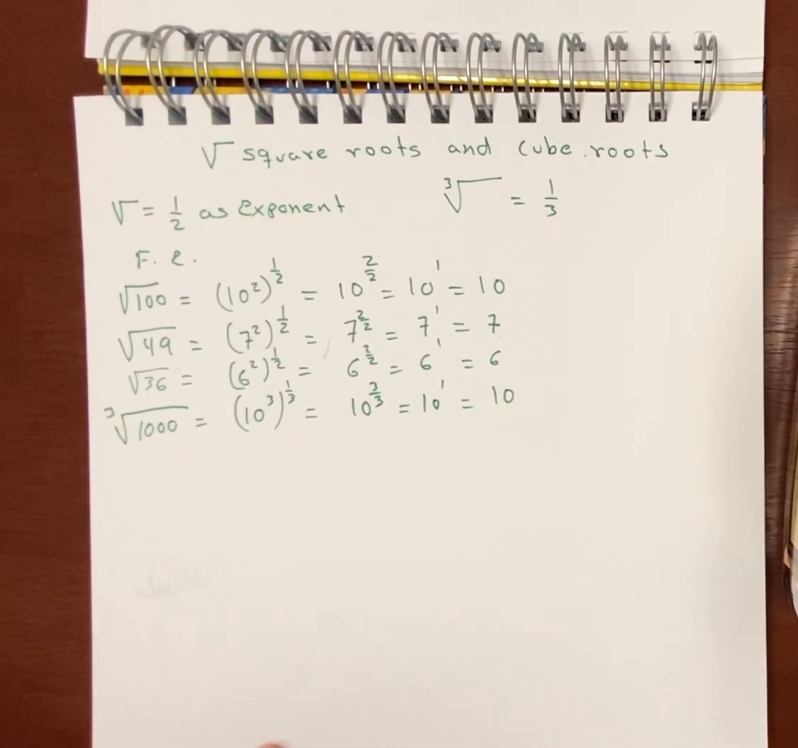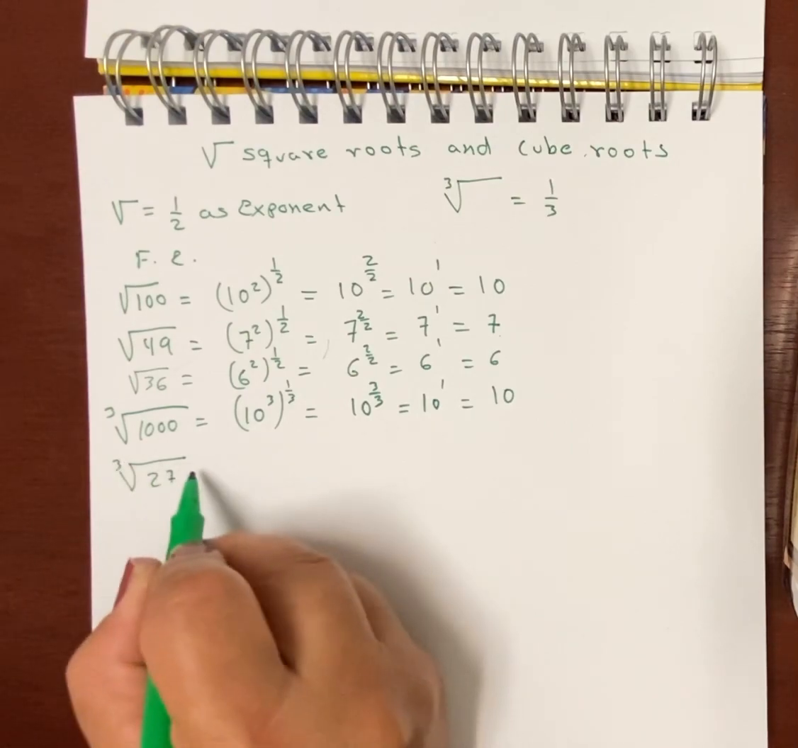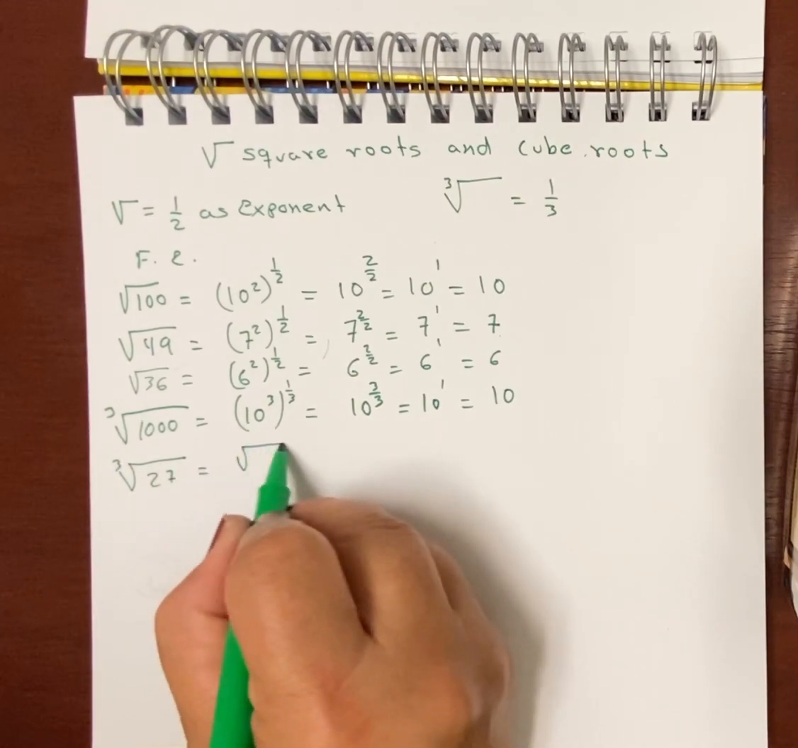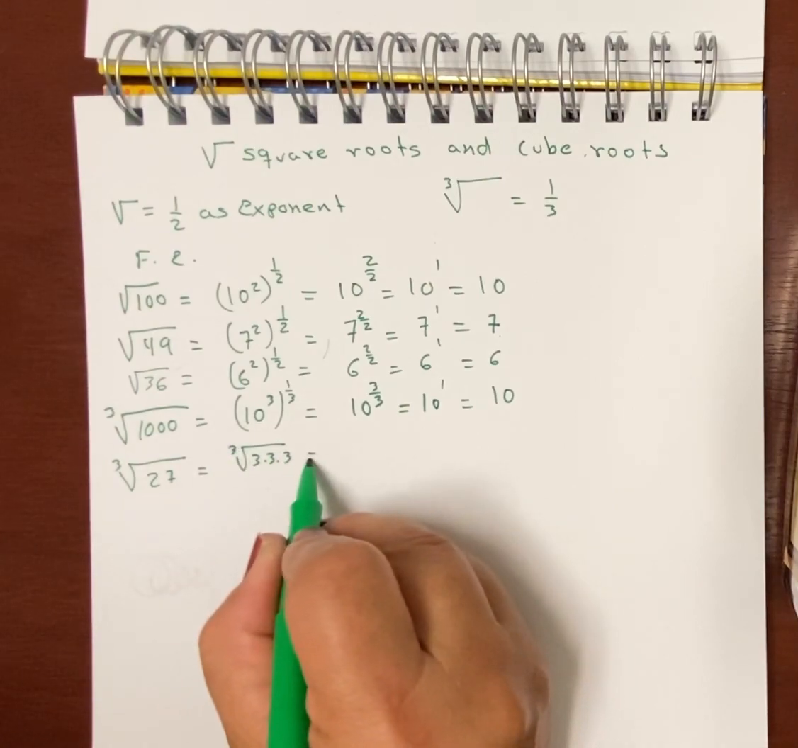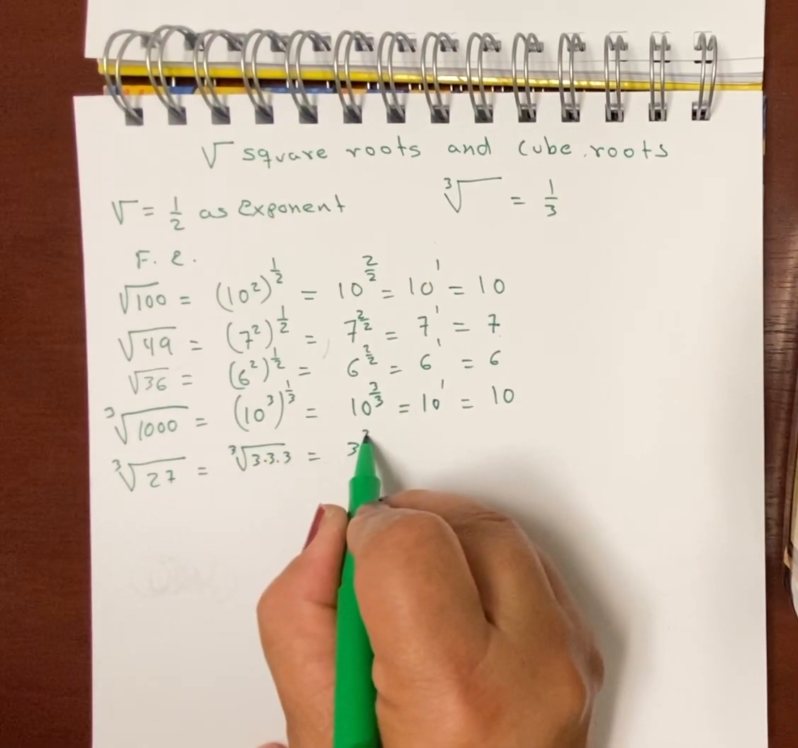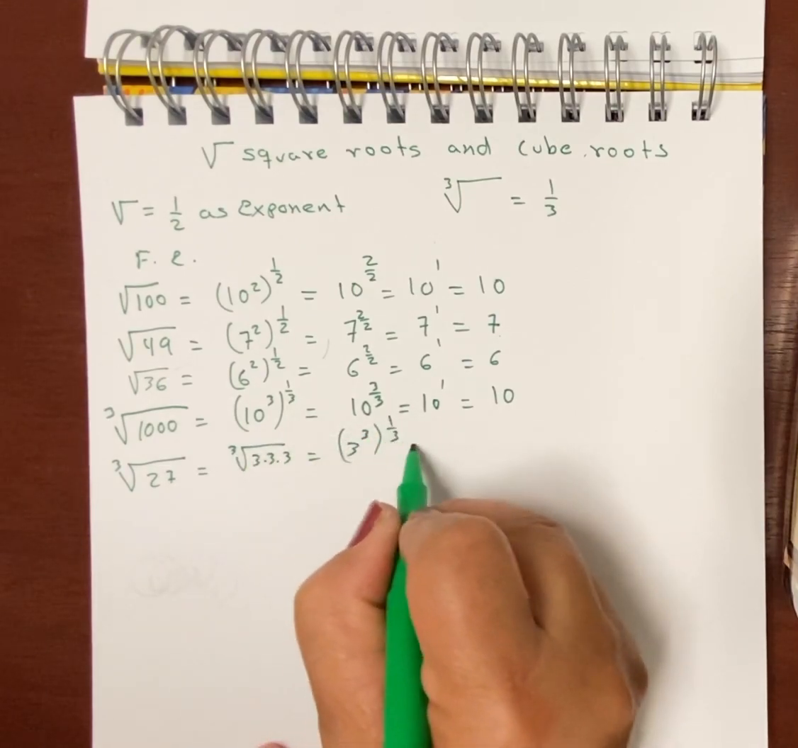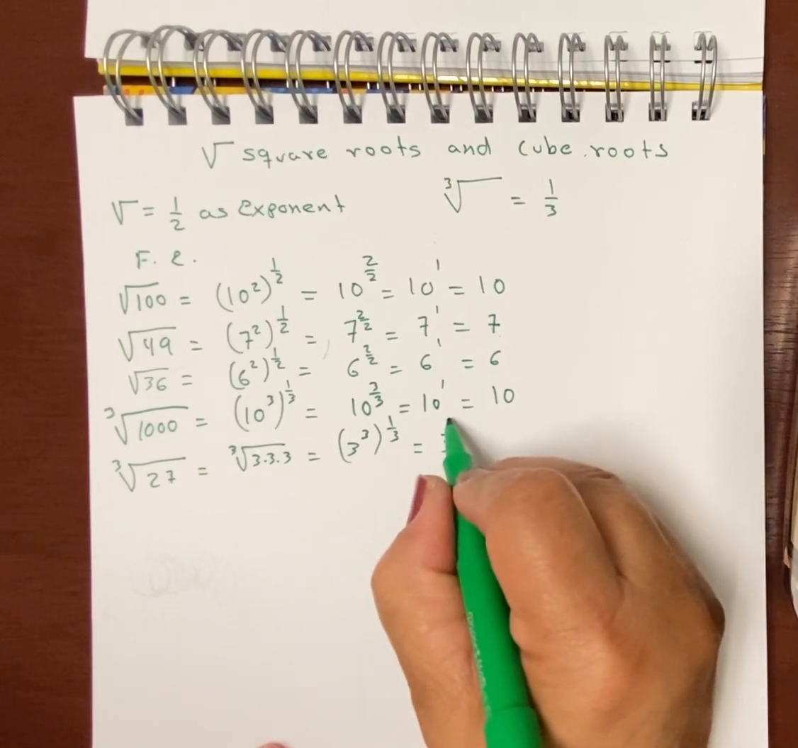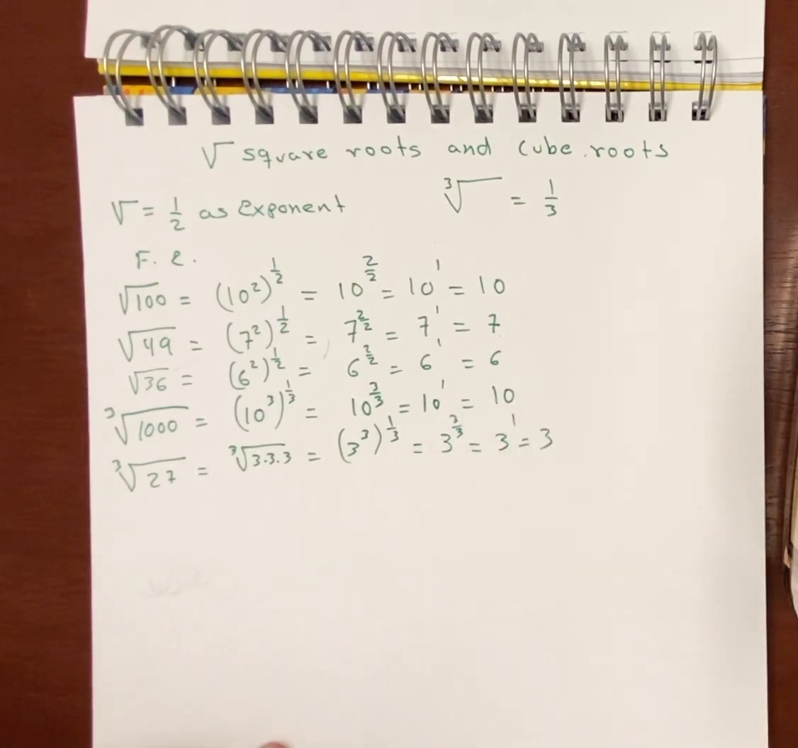Now, if I were to have the third root of 27, this is the same thing as having 3 times 3 times 3. That will be 27. So this is the same thing as having 3 to the third power and then to the 1/3. So this will be the same thing as having 3 to the 3/3, which is just 3 to the 1, and this will be just 3.